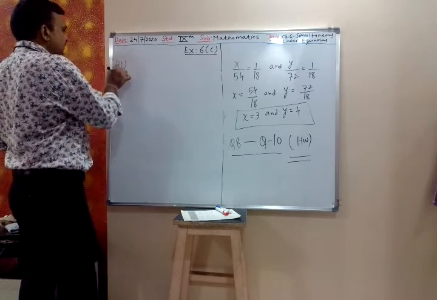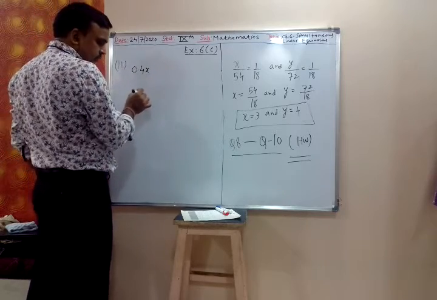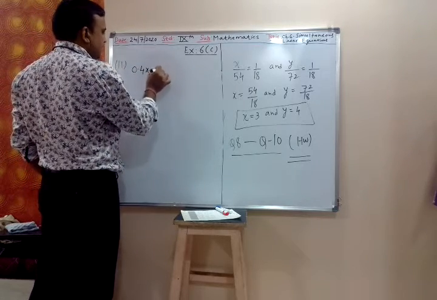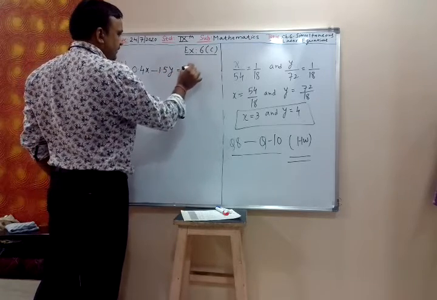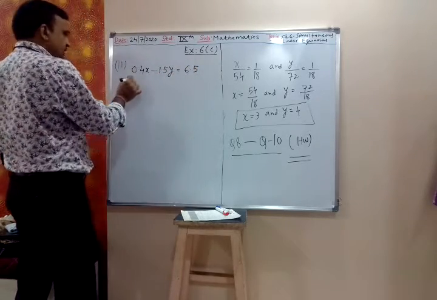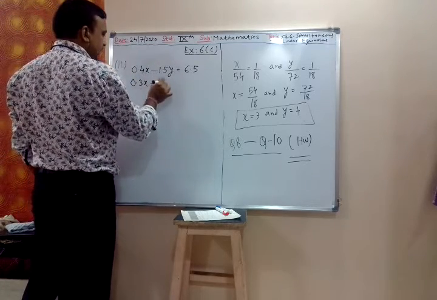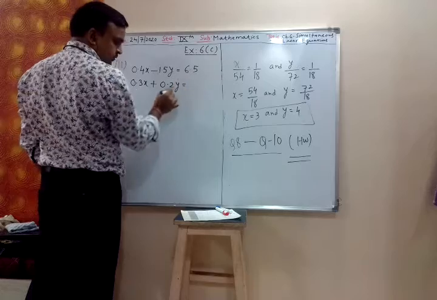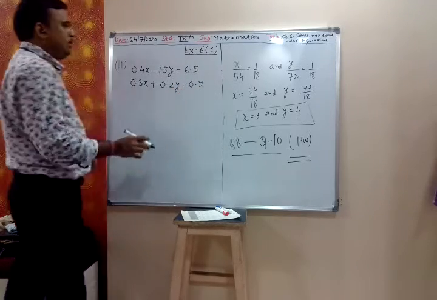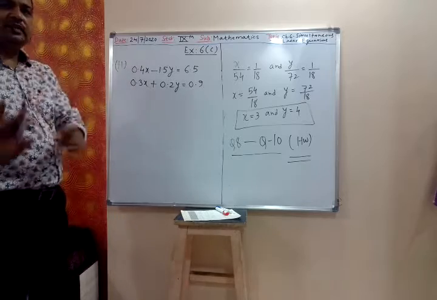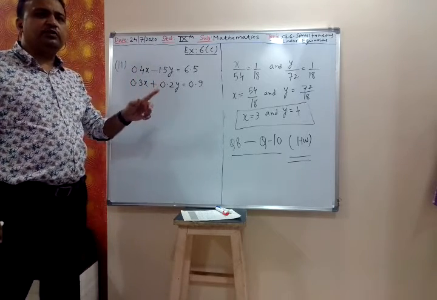Question number 11, 0.4x minus 1.5y is equal to 6.5 and 0.3x plus 0.2y is equal to 0.9. See, this we have solved by equating coefficient method also. Is it clear? The same problem we have solved by equating coefficient.